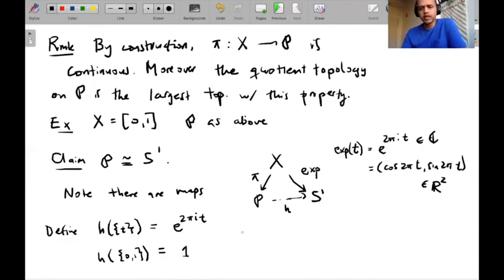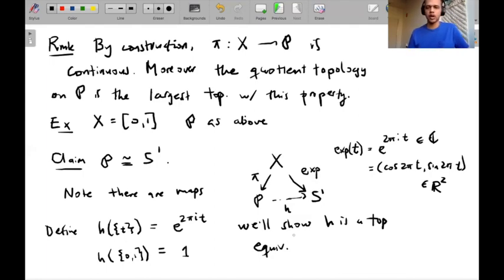So what one needs to check is that, so we'll show H is a topological equivalence. Well, it's not hard to see that this is a bijection, that there's an inverse, but we need to show H is continuous and that the inverse is continuous. And maybe at first sight, this might look a little bit tricky since we're working with this kind of strange topology, quotient topology on P.